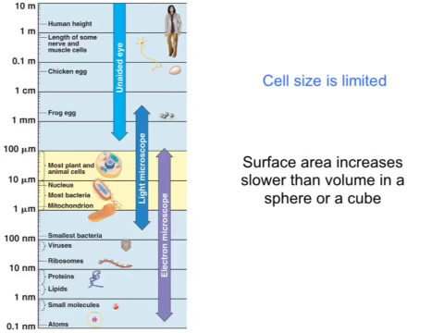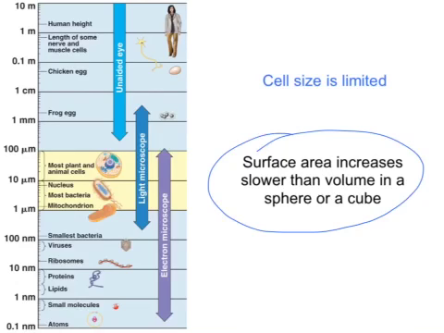So let's take a second then and look at how a cell is limited. Size is a huge issue for cells. Cell size is going to be limited, and one of the factors is that the surface area of a sphere or a cube is going to increase slower than the volume. And this is important because the cell membrane is what regulates what goes in and out of a cell.